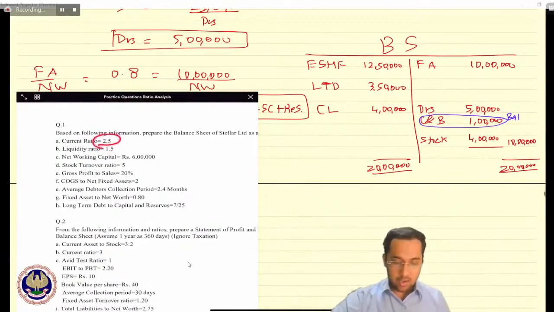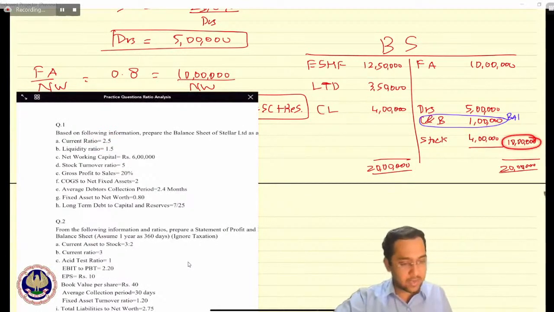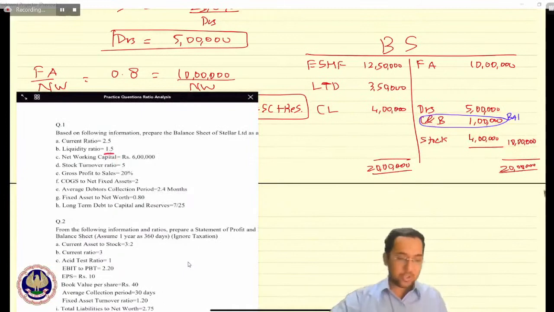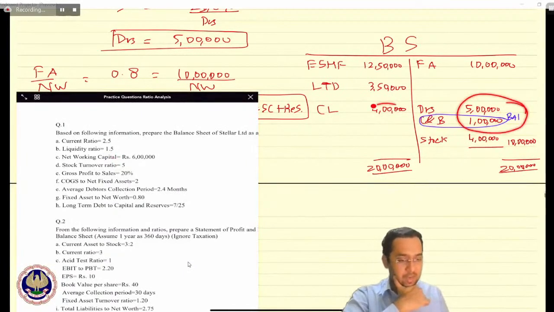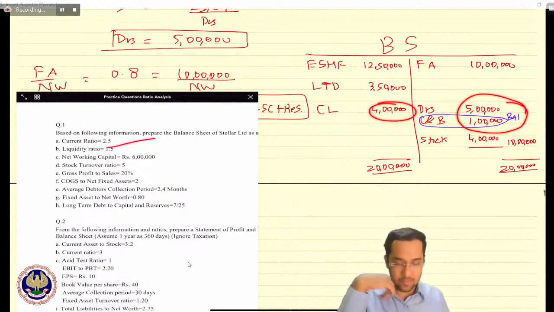Like you can say current ratio of 2.5. Is it really 2.5? Current asset 10 lakh, current liability 4 lakh. Yes, sir, 2.5. Liquid ratio of 1.5. Sir, liquid asset is these two, 6 lakh divided by 4 lakh. Yes, sir, it is 1.5.